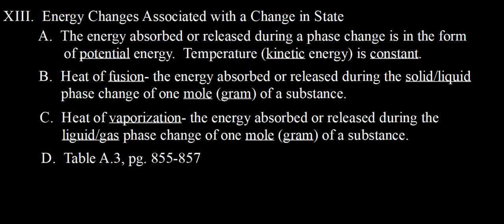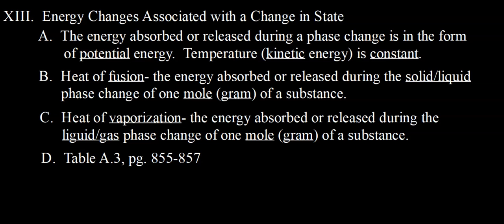All right, next up, we have energy changes associated with a change in state of matter. These are also known as phase changes. So the energy absorbed or released, so absorbed if it's an endothermic process, released if it's exothermic, during a phase change is in the form of potential energy. And during a phase change, we've talked about this before, temperature is constant. So for example, when water is boiling, during that time which the water is boiling, its temperature does not change.